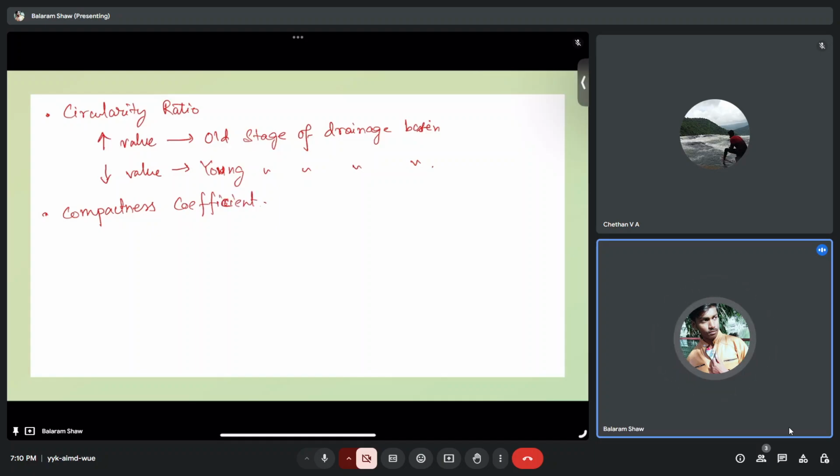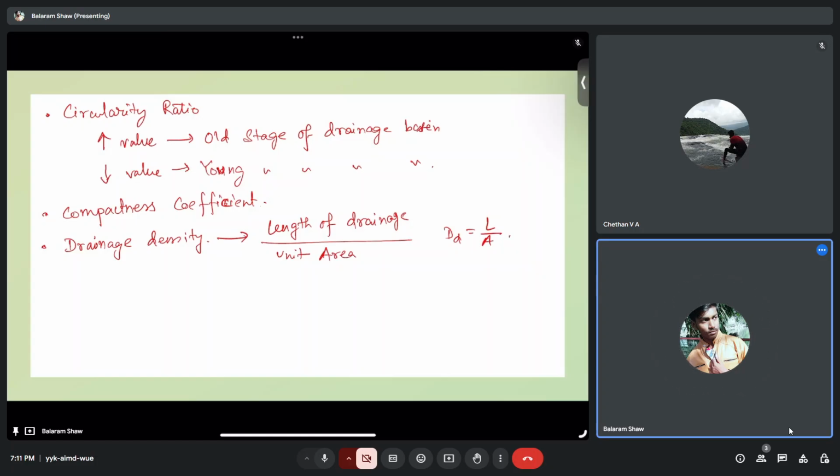Correct? Then we have drainage density. From the word only, you can tell what drainage density is. It means how dense the network is in the drainage basin. Correct? So drainage density is defined as the length of the drainage per unit area, let's say. So this DD is defined as L by A.